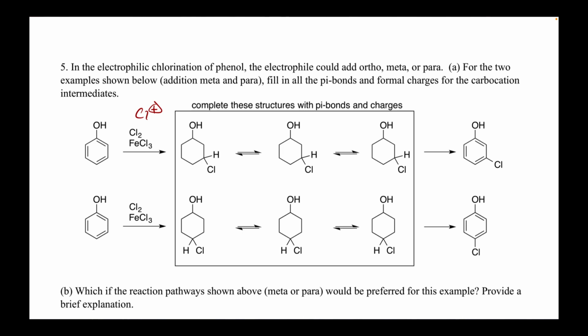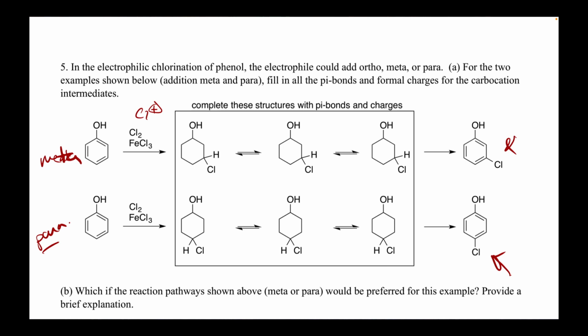I've shown two of the three possibilities. One is the meta attack, and one is the para. So we have the meta product here and the para product of those two pathways. In this example, I haven't drawn in any of the remaining double bonds and charges. So this problem would ask you to fill in the missing things in this mechanism. So where would you start?